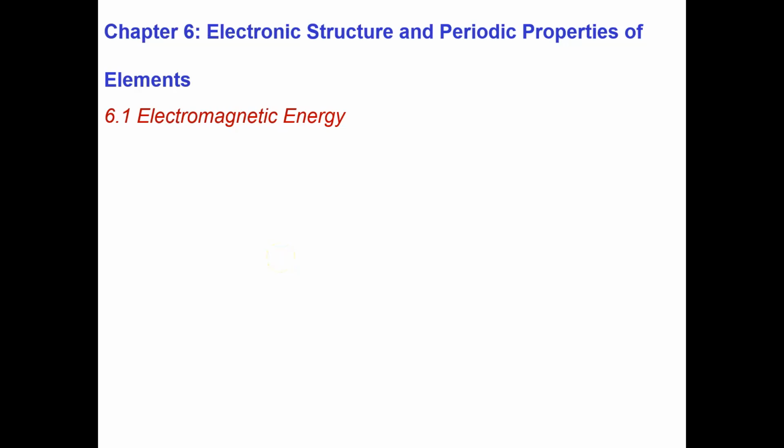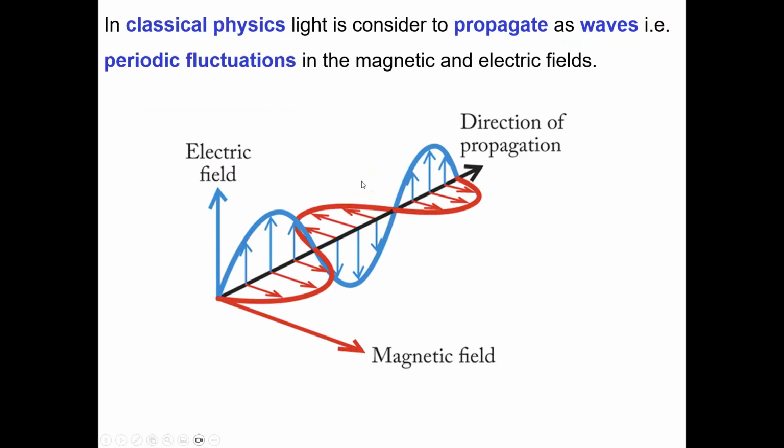Section 6.1 is concerned with the topic of electromagnetic energy. And this is just a fancy way of saying light energy. So whenever you hear people talking about electromagnetism, they're talking about light. So in classical physics, light is considered to move as a wave.